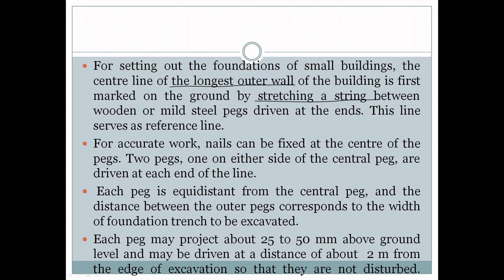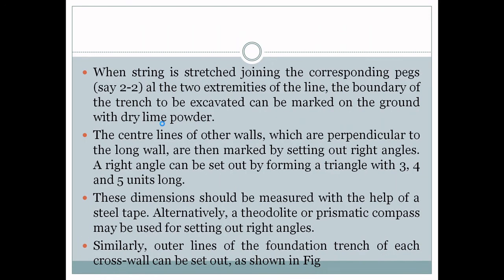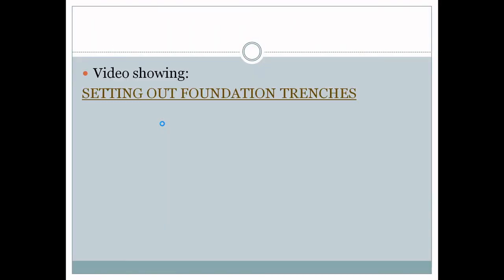Similarly, the outer lines of the foundation trenches of each cross wall can be set out, which are marked by stretching the string joining the corresponding pegs at the two extremities of the line with the help of dry lime powder. Similar outer lines of the foundation trenches of each cross wall can be set out, as shown in the figure. Let's show you the video of setting out foundation trenches so you can easily understand how it can be done.